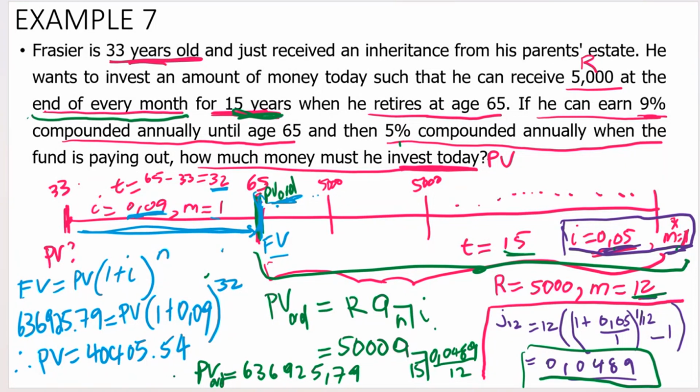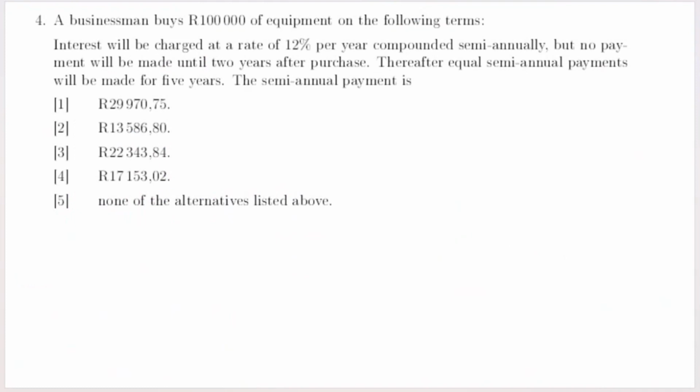This is the question. Okay, so here's a question. This question is saying a businessman buys 100,000 equipment in the following terms. Interest will be charged at a rate of 12% per year, compounded semi-annually, but no payments will be made until 2 years after the purchase.